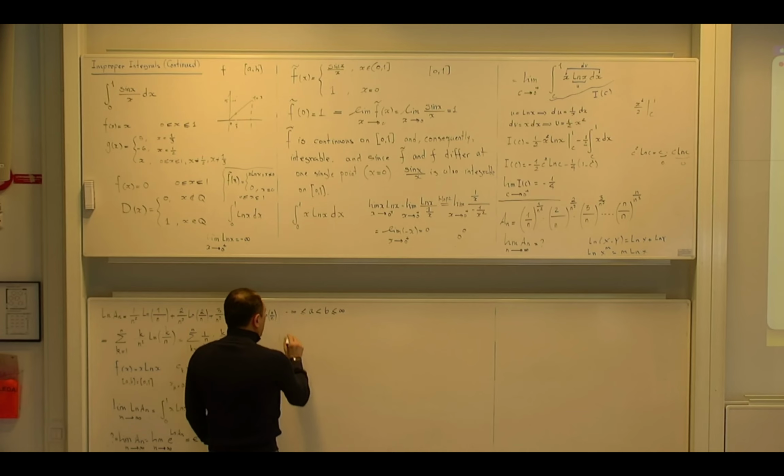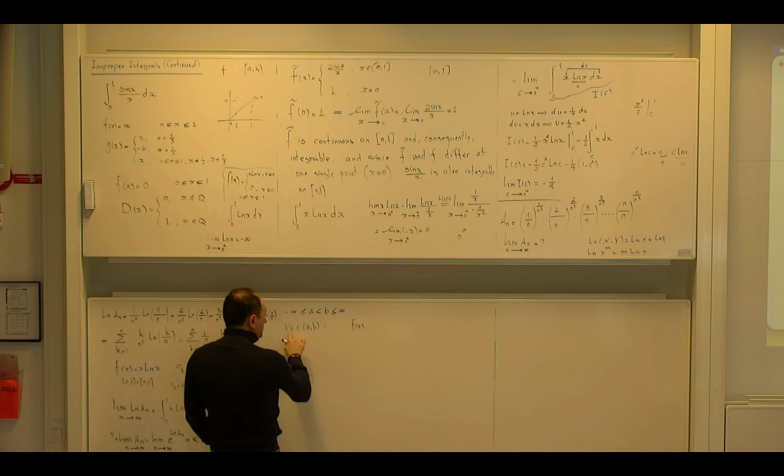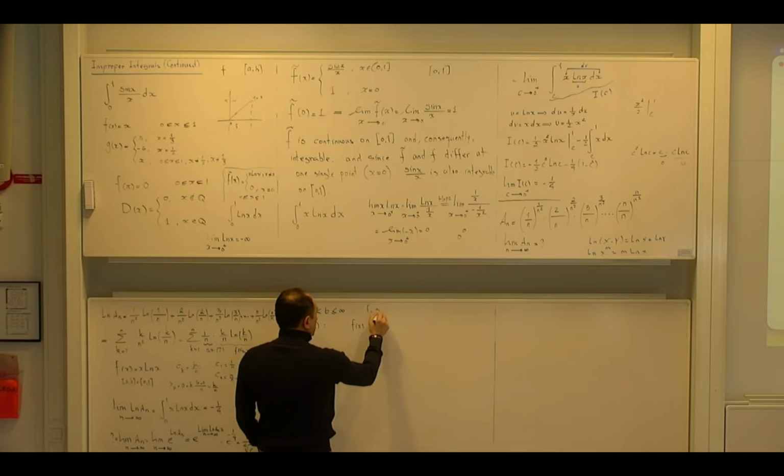And then for every x in the interval from a to b, I know that I also have two functions that are continuous. So f and g, continuous.